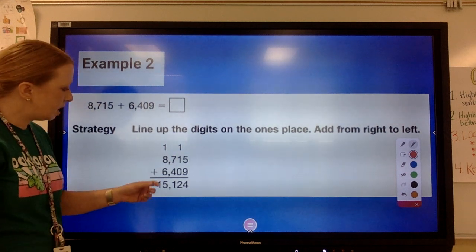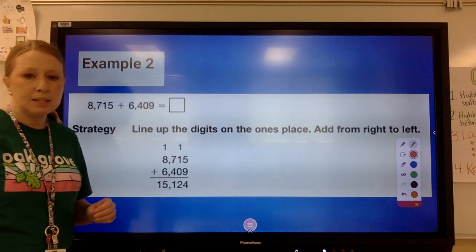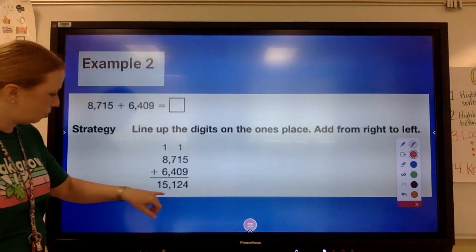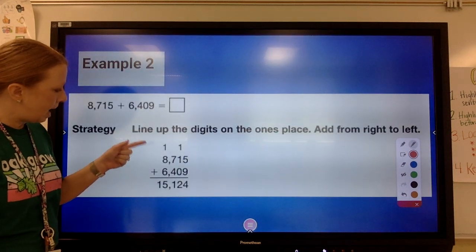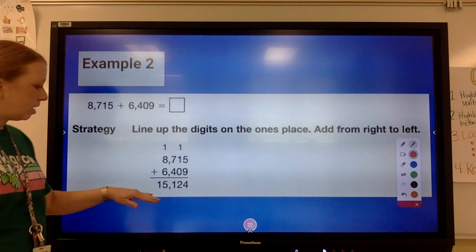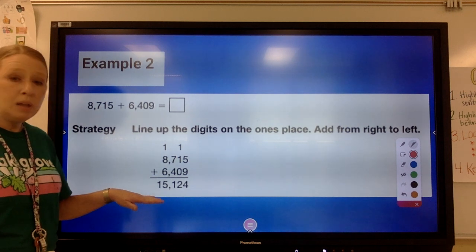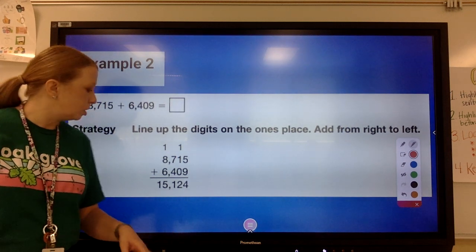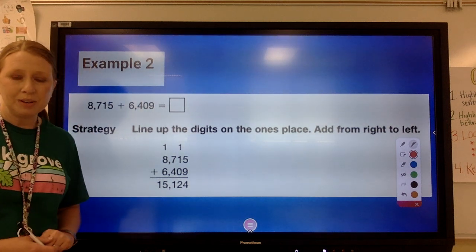Let's move to the hundreds column. 7 plus 4 is 11. Carry our 1, bring down our other 1. And then we're going to add 1 plus 8 plus 6, and we get 15. So we write our 15 down below because I don't have another column to carry my 1 over. So I just write my 15 below.